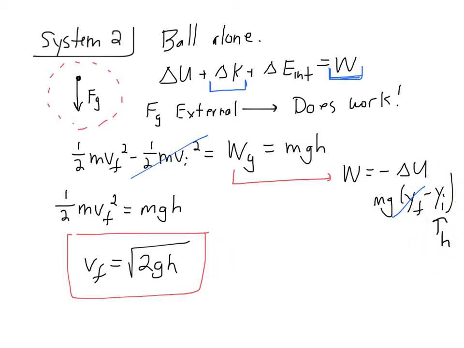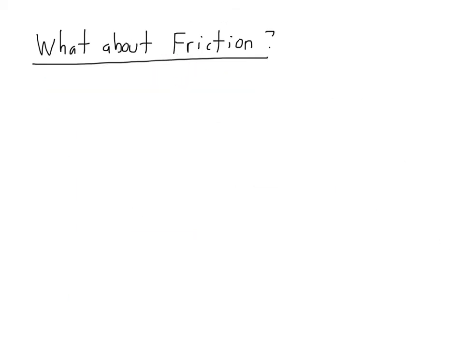That is the exact same expression. We used a different system, and because we used a different system, the force of gravity, which was external here, showed up in the W, whereas in the first system, because the force of gravity was internal, it was the potential energy. So that's great, but what about friction?